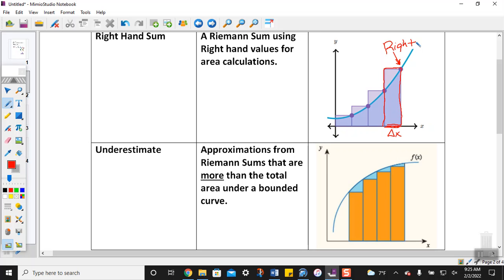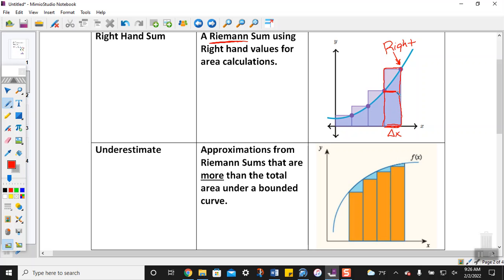All right. Okay. So right here, guys, we'll put right here: a Riemann sum, or right-hand sum, is going to be a Riemann sum. And guys, it's called a Riemann sum because that's the guy who came up with this idea. So this name right here is just the name of the guy that came up with the idea. A Riemann sum using right-hand values for area calculations. So do you understand why this is a right-hand bar right here? Okay, I'm going to draw the left-hand bar in here. Isn't that where the left-hand bar would be?